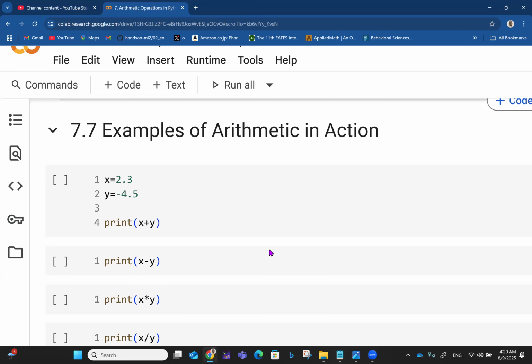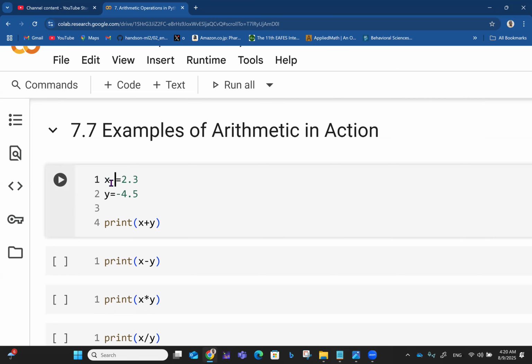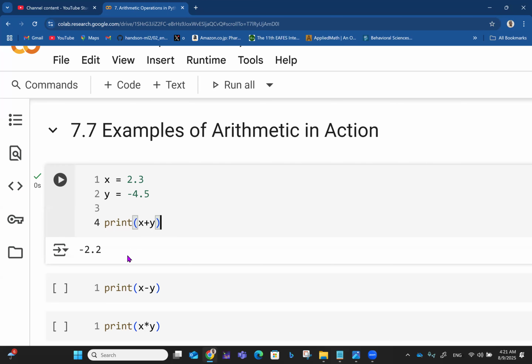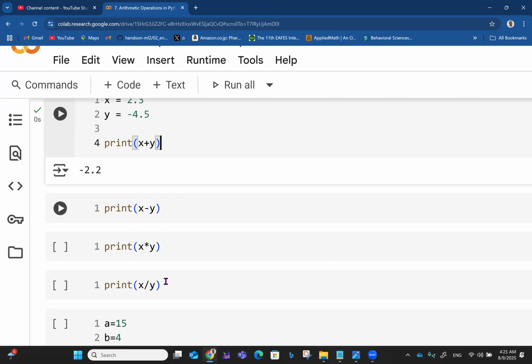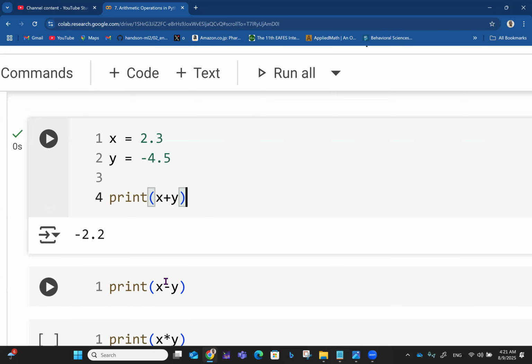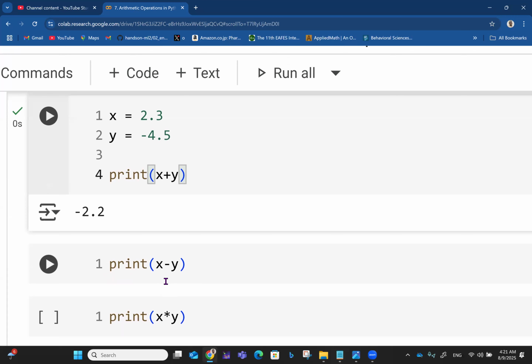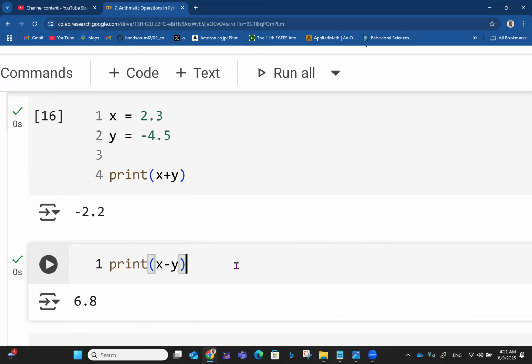So examples of arithmetic in action. Imagine you have x is 2.3 and y is minus 4.5. Let me just separate, not necessary, but for more clarity. So print x plus y. That's 2.3 minus 4.5, so it's going to give us a negative value, minus 2.2. What about x minus y? That'll be 2.3 plus 4.5, which is 6.8. So we expect this to give us 6.8.